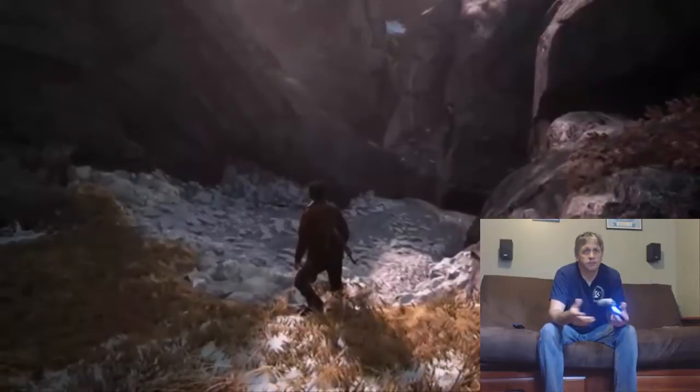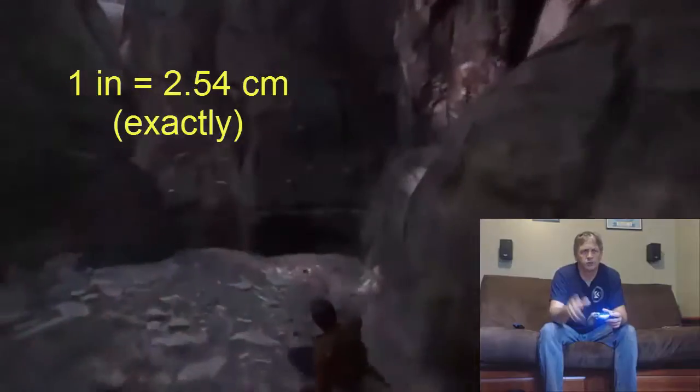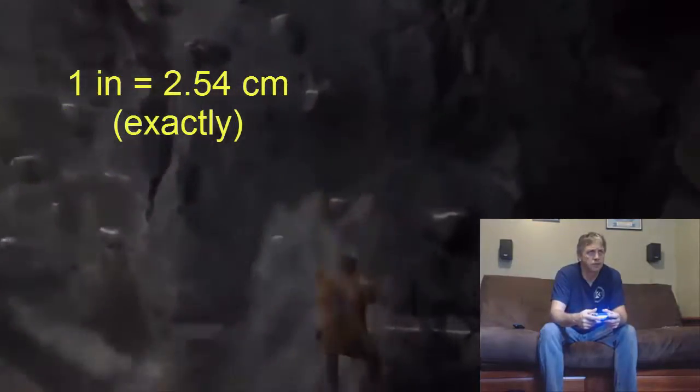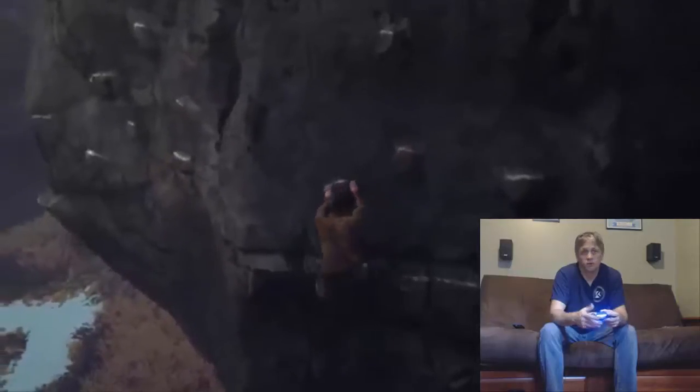A centimeter is exactly 2.54 inches. I'm sorry, it's the other way around. An inch is exactly 2.54 centimeters. But if you're not told that a number is exact, then assume that it's rounded.